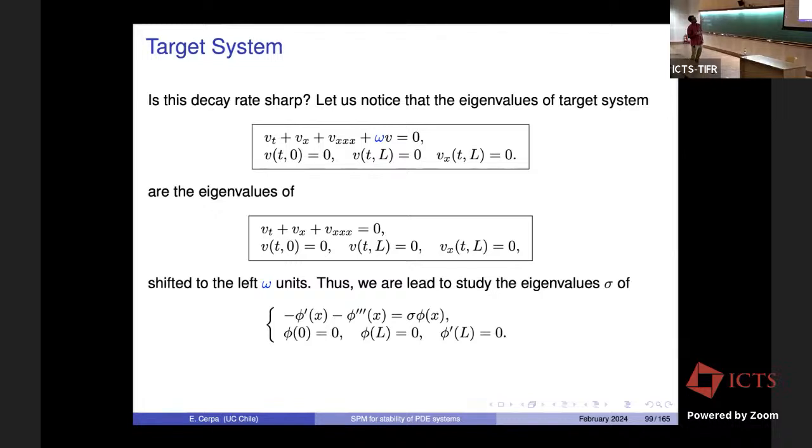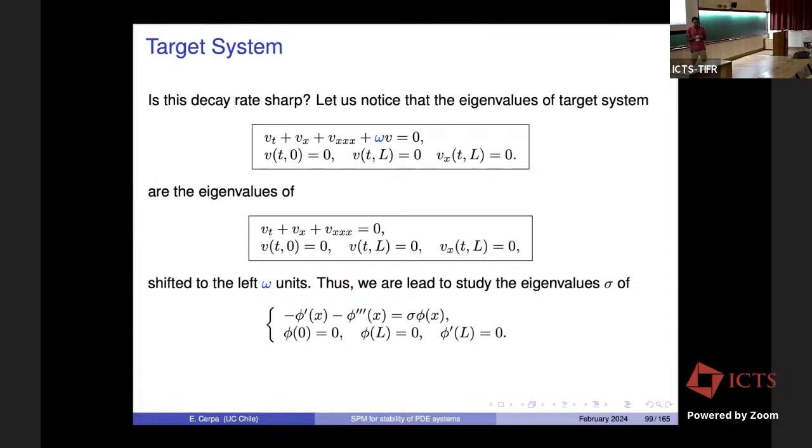So we're interested in that system. Because the term in omega is just multiplying V, the eigenvalues of the system up there are the eigenvalues of the system in the middle, but shifted by omega. That's very easy to obtain. So we can first look at the system where there is no omega, and we know that for different values of omega, the eigenvalues are just shifted by omega. So these are the eigenvalues.